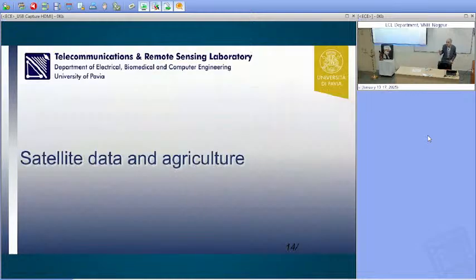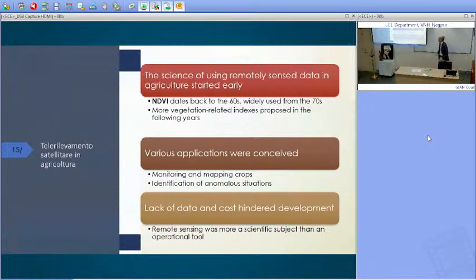And so this applied also to agriculture, where, and then this last couple of slides, and then I will close. The science of using remotely sensed data in agriculture started early in the 70s, even before the Landsat series started. Even before the Landsat series started, papers were published which foresaw what use could be made of these data in agriculture. Okay, so we're not talking about yesterday. This is something that has been going on for decades.